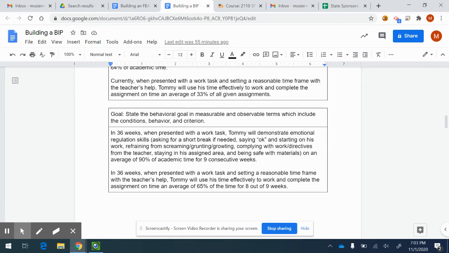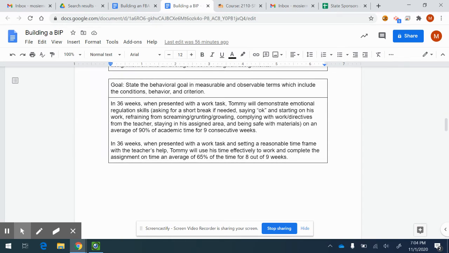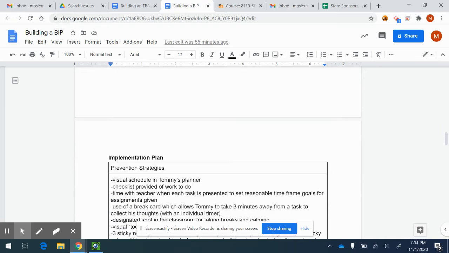So if I can see him do that for 8 out of 9 weeks, then I know that maybe then I can increase the demand of wanting him to complete those assignments on time 65% of the time. Maybe I want him now to move to 80% of the time. Maybe I want to keep him at 65% of the time, but I'll want him to be able to set a reasonable time frame for himself independently. So sometimes we just change those conditions once the student has met the goal, but we still need to keep working on the goal itself. It may just look a little different. So I hope that makes sense. So these are the two goals that we've set for Tommy.